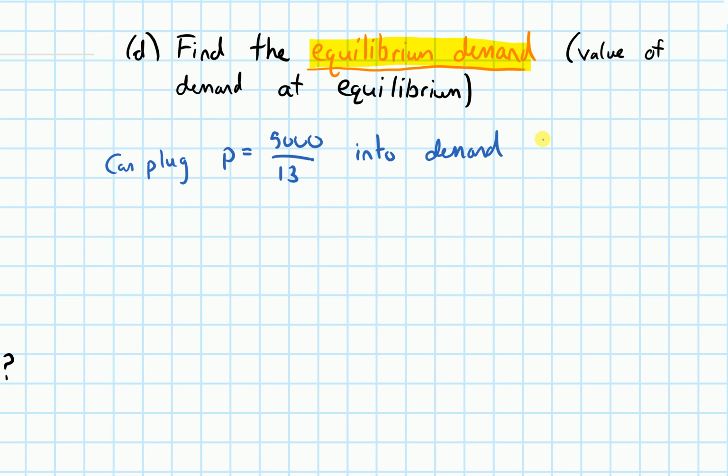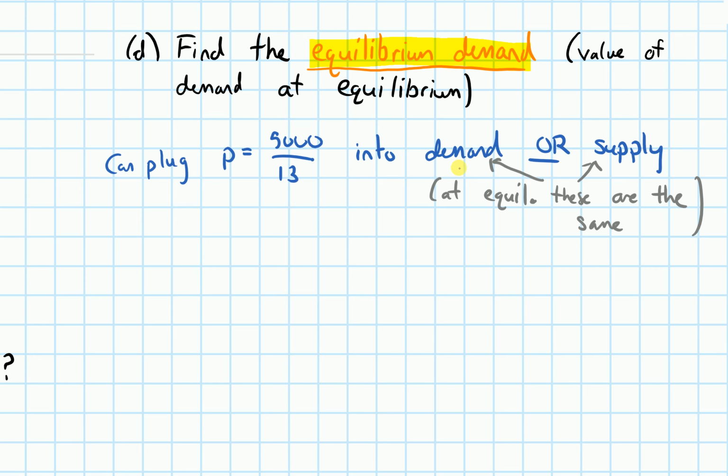But we have options. We could also plug it into the supply, because at equilibrium, these are the same. At equilibrium, I'm just going to abbreviate, at equal, these are the same. And by these, I mean the supply and the demand. So it shouldn't matter which one I'm plugging into, because they're supposed to be the same at this P value. Okay, so I'm actually going to go ahead and plug into the supply, because this supply equation was pretty simple. The supply equation was Q of P equals P minus 40.